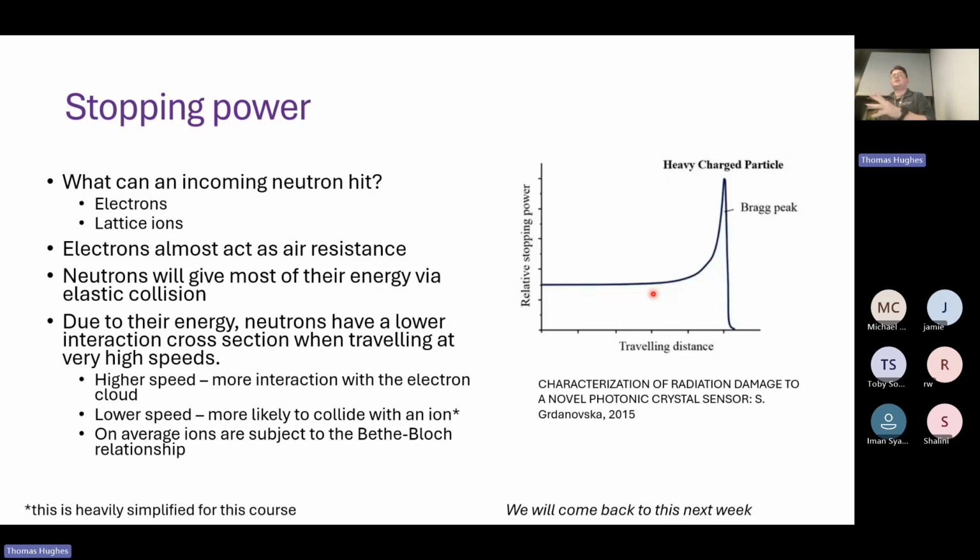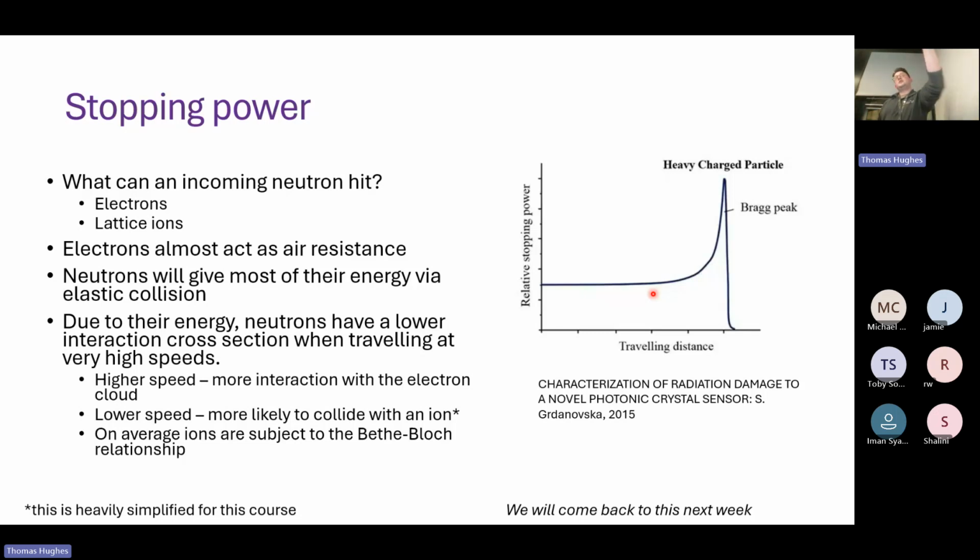So you can see on this curve here, generally, neutrons traveling at a lower speed will interact more with the electron clouds surrounding ions, and this will slow them down. This will increase the interaction cross-section, and it then becomes much more likely to collide with an atom. When it does collide, it will give almost all of its energy to that atom, and that will create our cascade that we saw earlier. So we'll hit one atom, that atom will hit another atom, and so on, until there's not enough energy left for a cascade to happen.